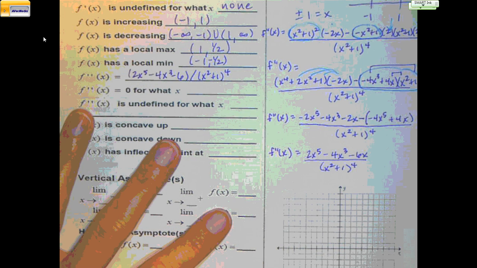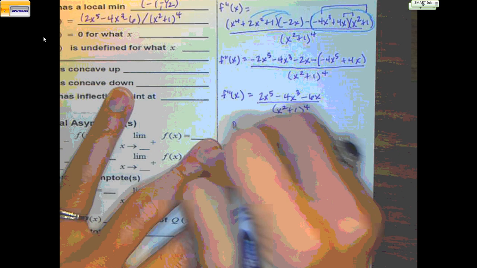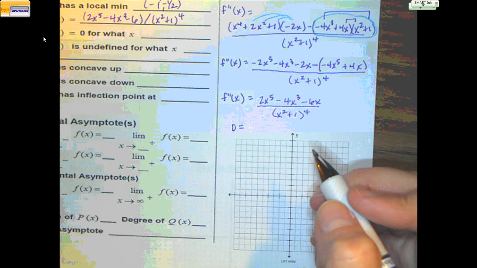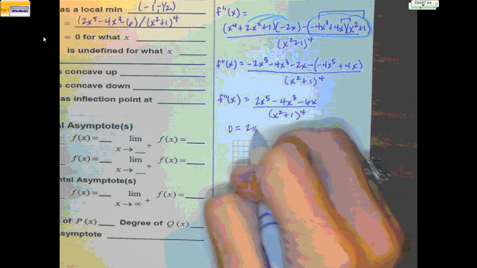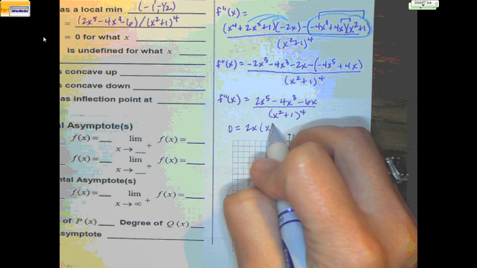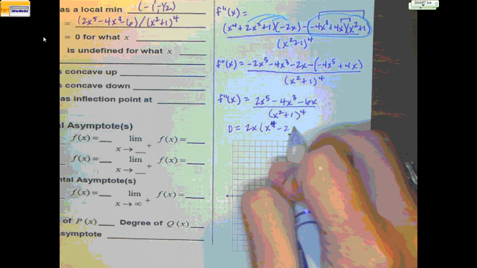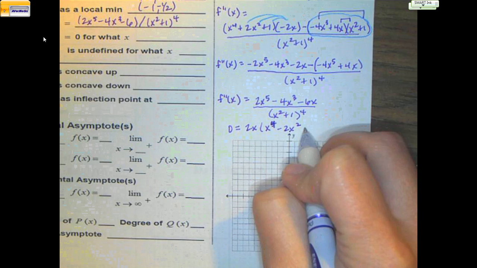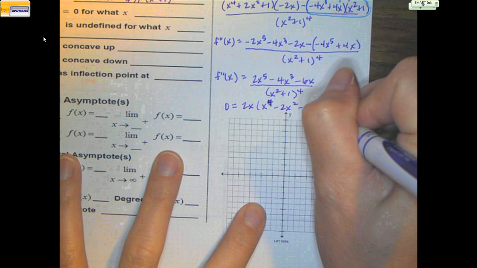It wants to know where the second derivative is 0. So we set the top equal to 0. And when I do that, I'm going to go ahead and factor and pull out a 2x. When I do that, I've got x to the fourth, my bad, sorry, that's a 4, minus 2x squared minus 3x. Yep, 3. Sorry, I was thinking ahead, trying to make sure this is going to work out.